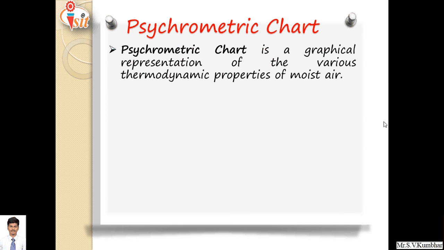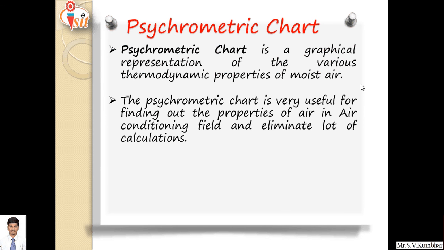In earlier video lectures we have studied different psychrometric properties like dry air, moist air, saturation ratio, humidity, specific humidity, dry bulb temperature, wet bulb temperature, and dew point temperature. The psychrometric chart is a graphical representation of various thermodynamic properties of moist air that we studied earlier. It is very useful for finding out the properties of air in the air conditioning field and eliminates a lot of calculation.